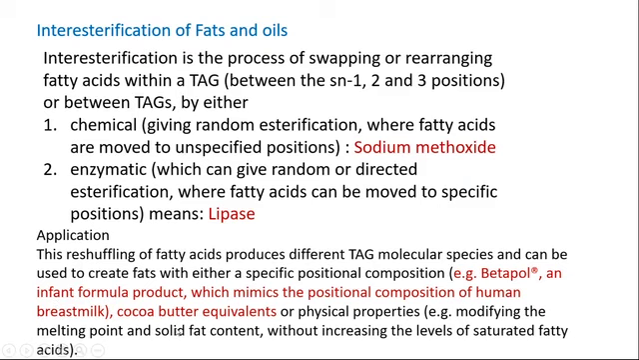By interesterification, you can also prepare cocoa butter equivalents. Cocoa butter is very expensive and cannot be used all the time. So in confectionery, by interesterification, cocoa butter equivalents have been produced.